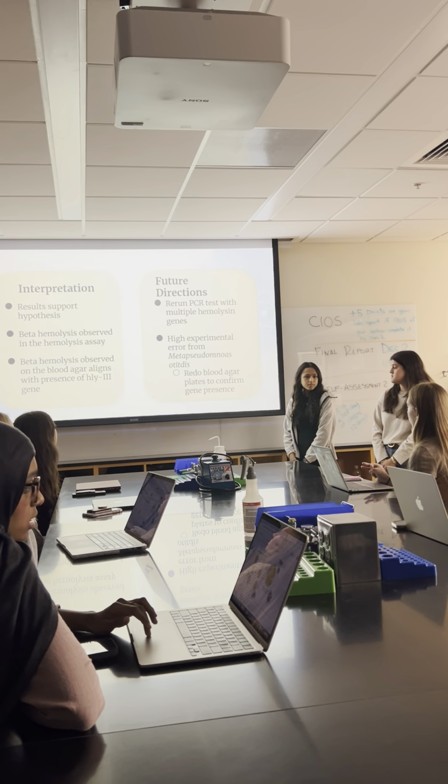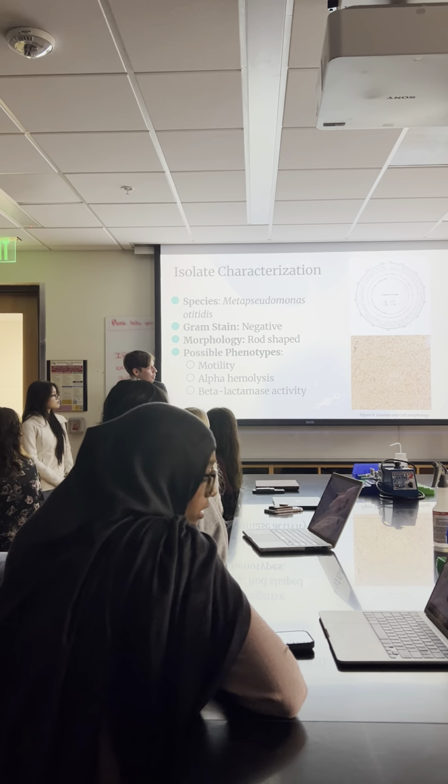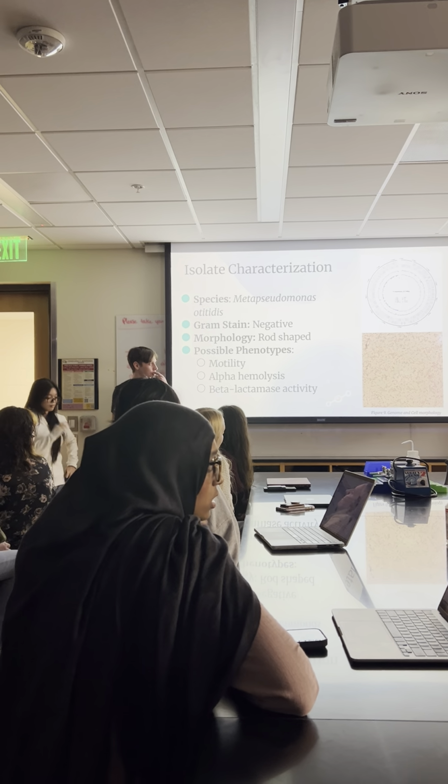So my isolate was Metapseudomonas otitidis. It had 4 sequences with 6.5 megabase pairs. It was gram stained as negative, you can see that right there. And then there wasn't a lot of linking, so it was pretty rod-shaped. Yeah, they're pretty separated. And then the observed phenotypes that I found were motility, which is what I did, alpha hemolysis, and beta lactamase activity.